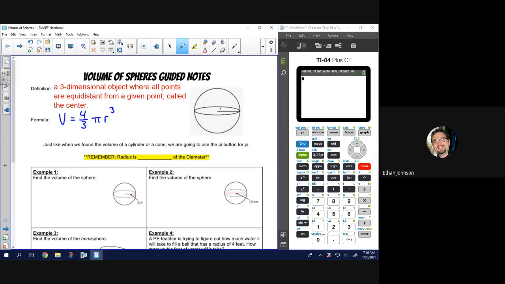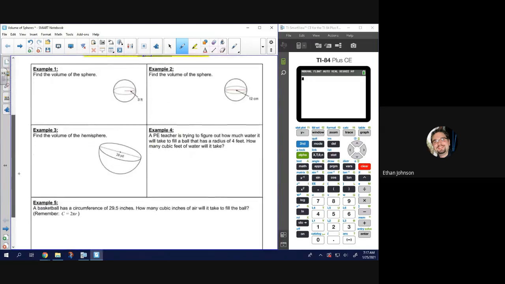However, sometimes we're not going to be that nice. Sometimes we're going to give you the diameter, or the full length going through the center. So in that case, remember, a radius is half of the diameter. So let's look at example 1.